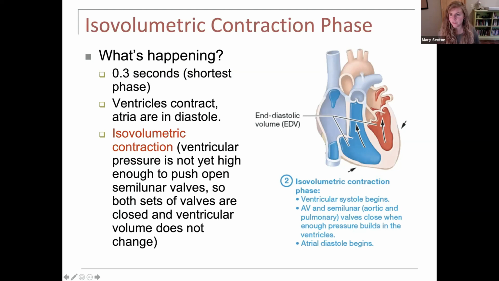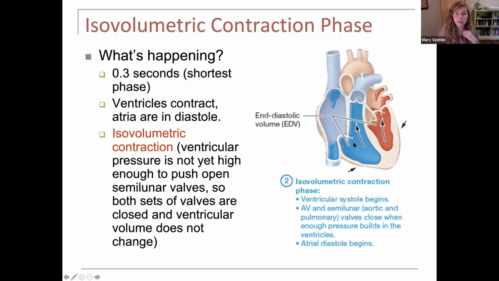Remember that these valves open and close and blood flows from chamber to chamber due to pressure changes. Just because the ventricles are full does not mean that their pressure is greater than the pressure in the pulmonary trunk and aorta. The only way the aortic semilunar valve and the pulmonary semilunar valve are going to open is if the pressure in the right and left ventricle exceeds the pressure in the pulmonary trunk and aorta.